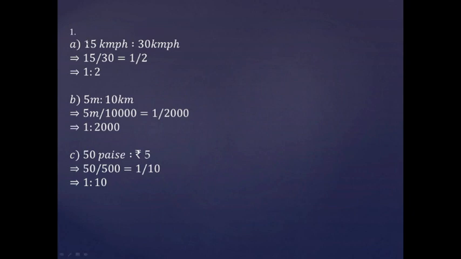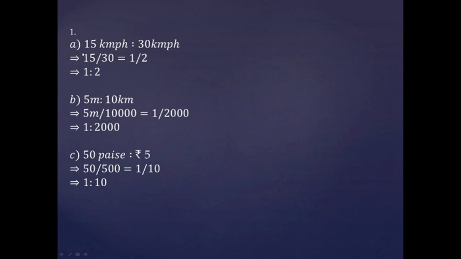We need to keep this ratio in its simplest form. So we'll do it just like before. We'll first explain in English, then afterwards in Mizo. In question number 1, we have to keep this ratio into its simplest form.